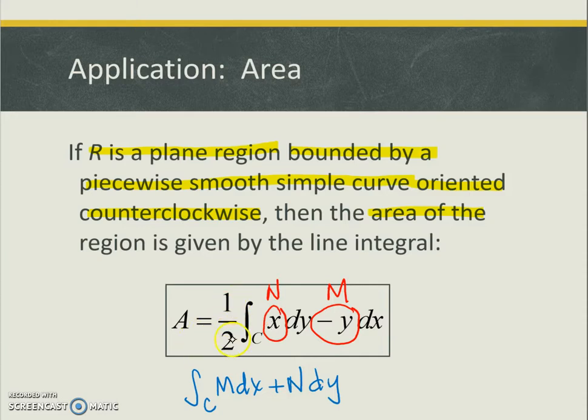So notice that the area is 1/2 the integral over the curve C of x dy minus y dx. Traditionally, we have been looking at line integrals as the integral over curve C of M dx plus N dy. But notice that in this case, we have the integral over curve C of x dy minus y dx. So we have to be careful. Remember that N is associated with the differential dy. So the N for this line integral is x. And the M is always associated with the differential for x. So our M in this instance is negative y.